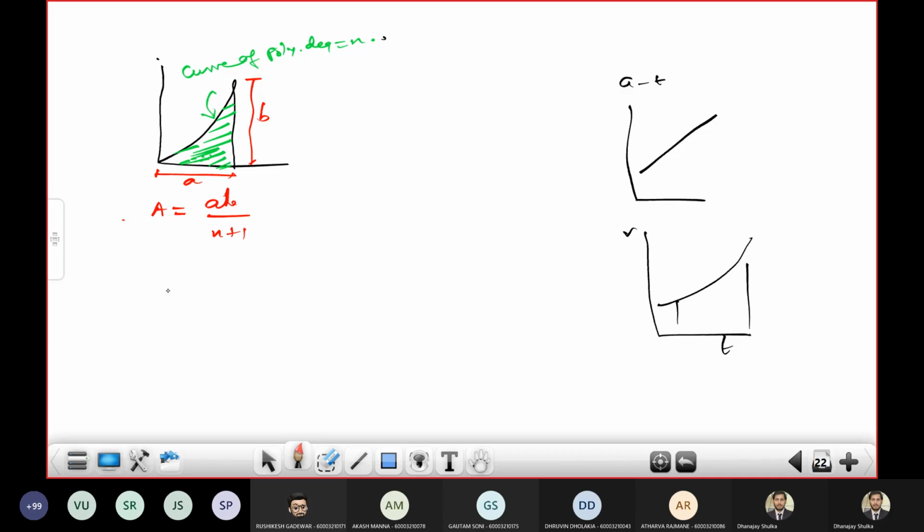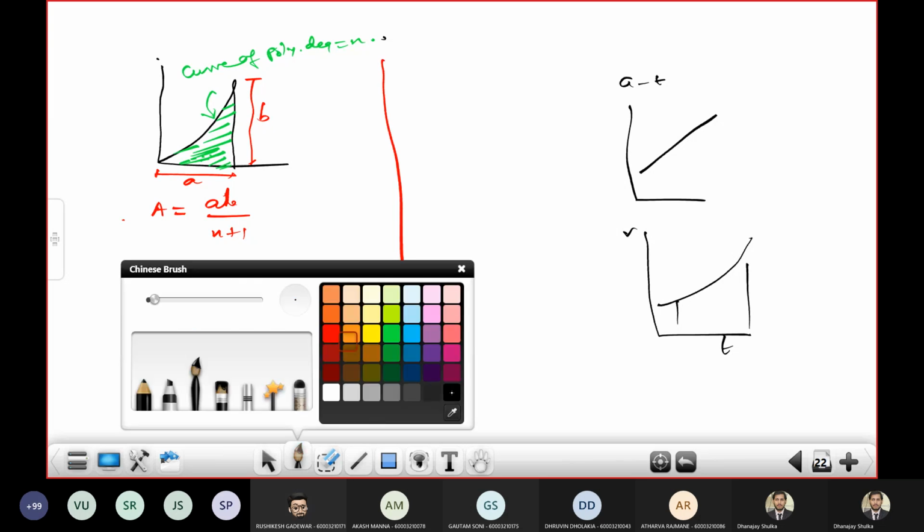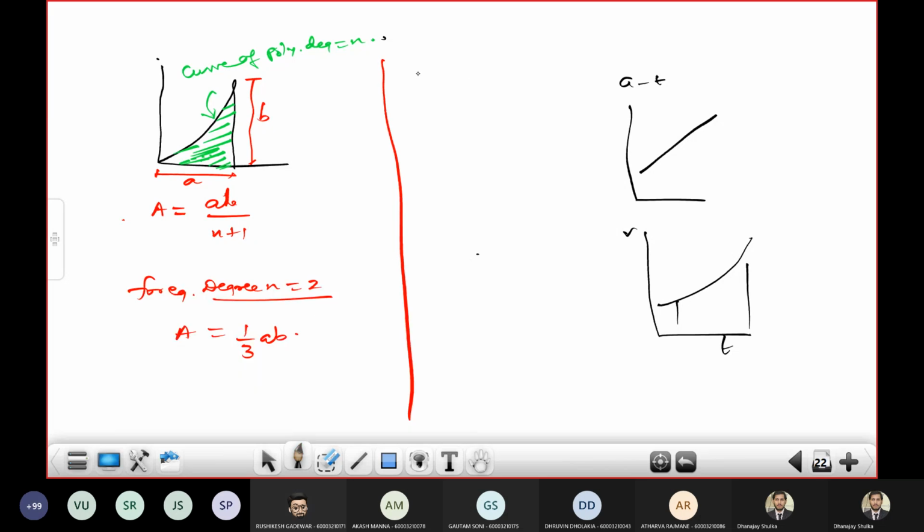Now, for example, if degree n is equal to 2, let's say it is a parabola, the area will be 1/3 of AB, correct? Am I clear? Yes, sir. If the degree were 1, it would be a triangle, and then it would be 1/2 AB. So this is the general formula. You can apply it anywhere for degree n.